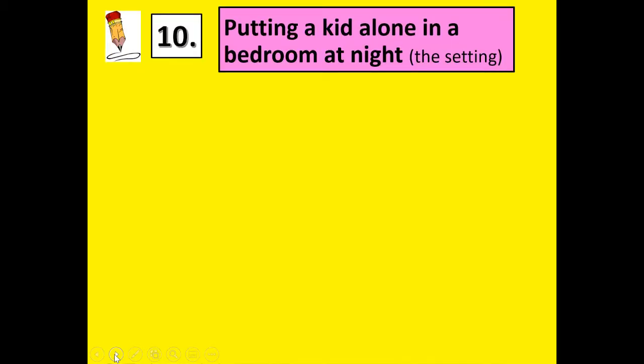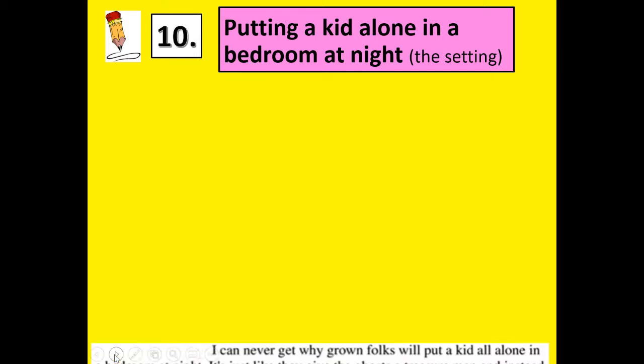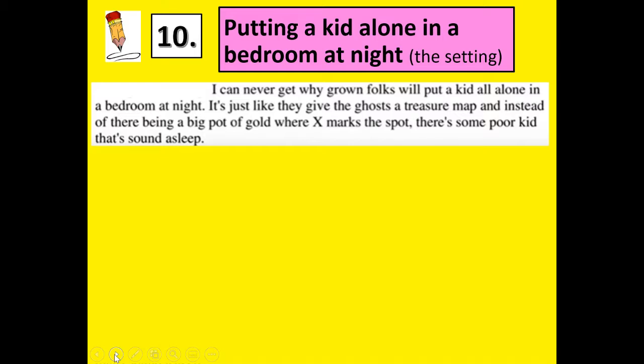And finally, 10, putting a kid alone in a bedroom at night. Again, this is the setting. Putting a kid alone in a bedroom at night. I can never get why grown folks will put a kid all alone in a bedroom at night. It's just like they give the ghosts a treasure map. And instead of there being a big pot of gold where X marks the spot, there's some poor kid that's sound asleep. So while you finish writing putting a kid alone in a bed at night, I'm going to reread that quote.